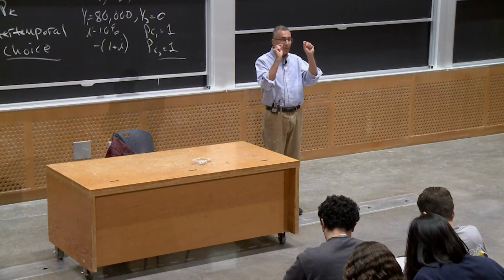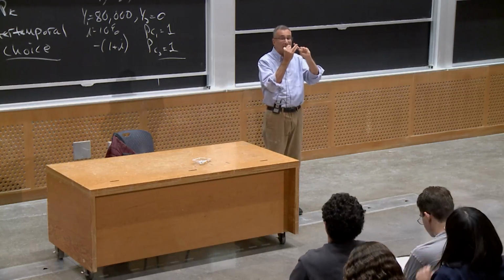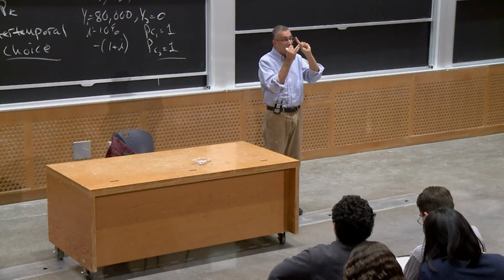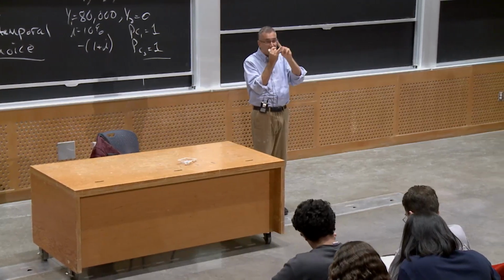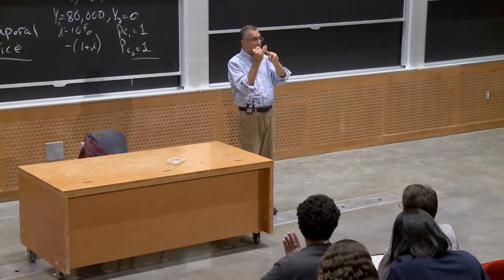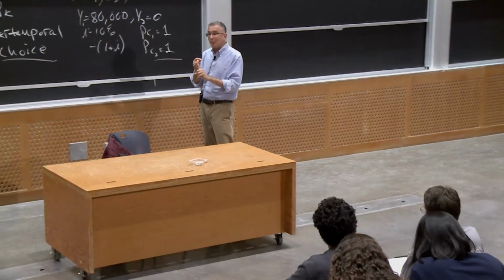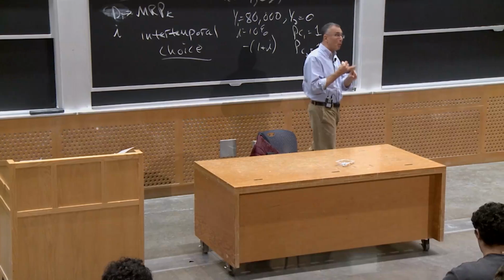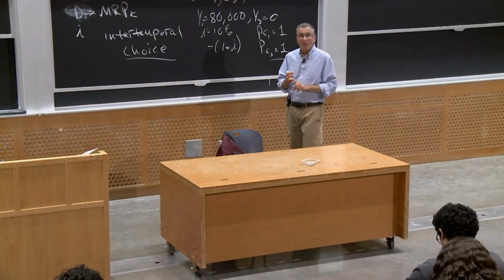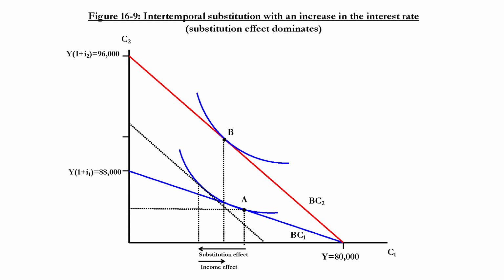Focus on that. Remember, I'm not talking about savings. I'm not talking about second period consumption. The substitution and income effects are purely in terms of first period consumption. C1 is what you're maximizing over here. The price of first period consumption has gone up. Why has it gone up? Because the opportunity cost has gone up. You can have more in period 2 by saving more. So the substitution effect necessarily says you have less period 1 consumption.